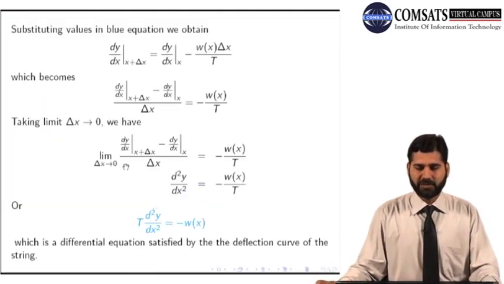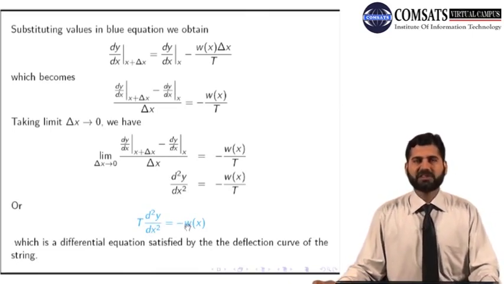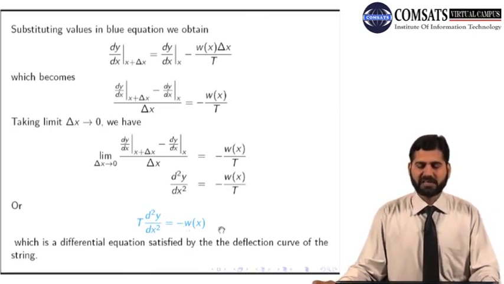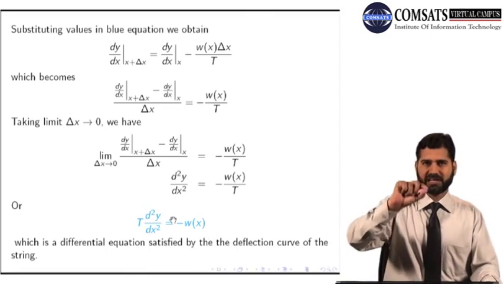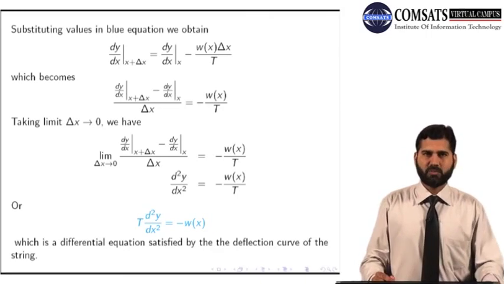All right, so if you take this limit, what is this? Function at x plus delta x minus the same function at x divided by delta x gives you the derivative of the function. The function is itself the first derivative, so the derivative of the first derivative gives you the second derivative. So this is the second derivative of y with respect to x is equal to minus wx by t. If you multiply t on the left hand side, this is what you get. So this is the differential equation satisfied by the deflection curve of the string. This is the motion, that how much the deflection of the string will satisfy this equation at any point x.